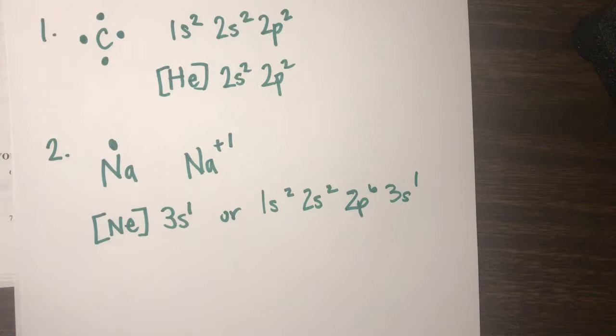All you need to do for all of them is the electron dot configuration, sometimes called Lewis dot structure. Then you're doing the ionic notation, which means you just write the oxidation number plus or minus their charge. And then you do electron configuration.